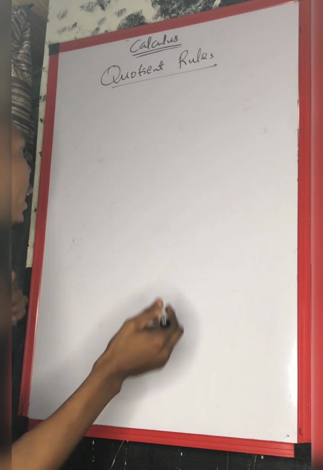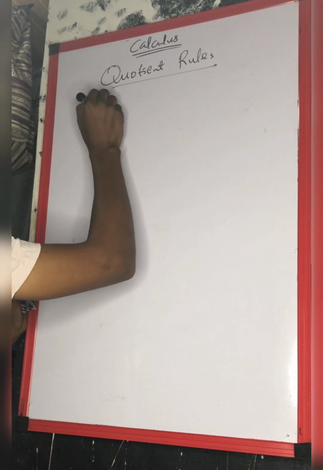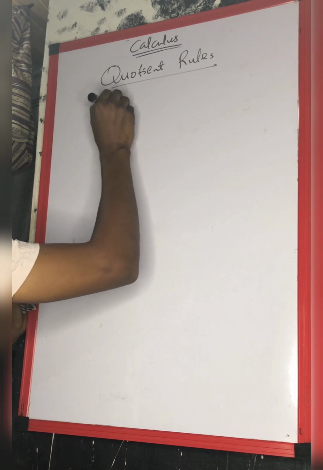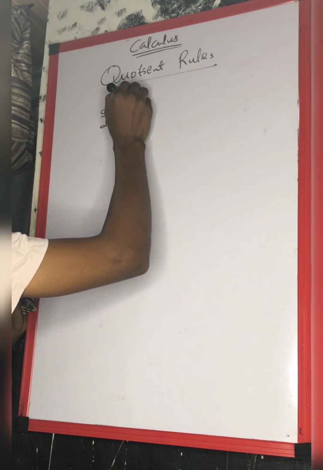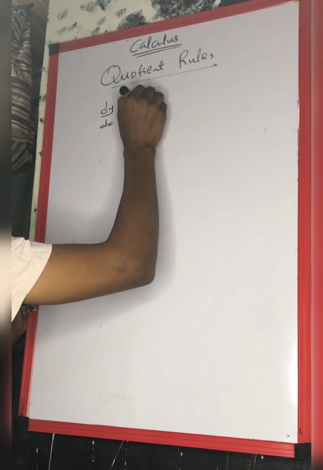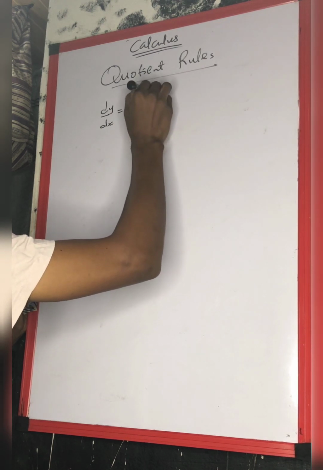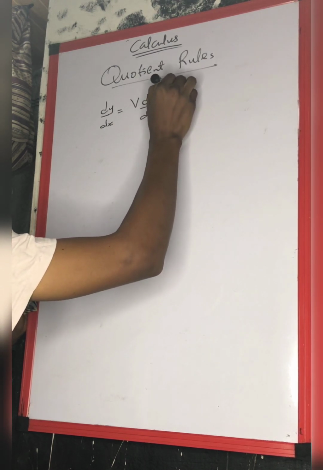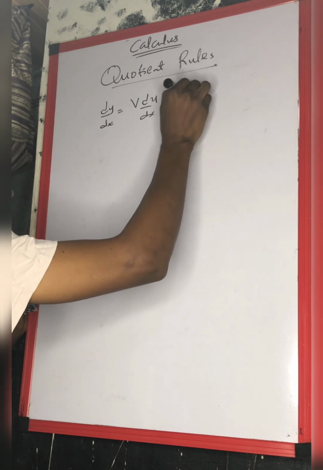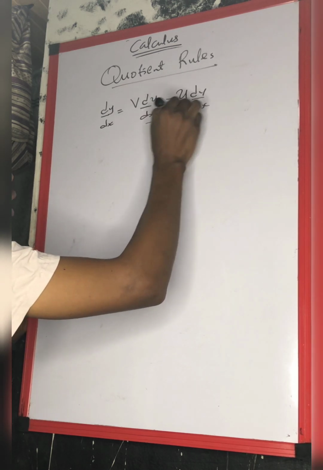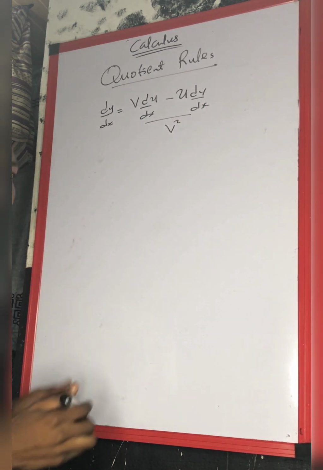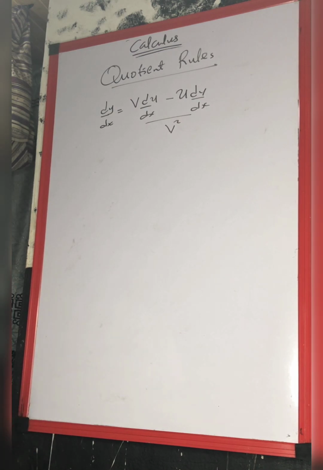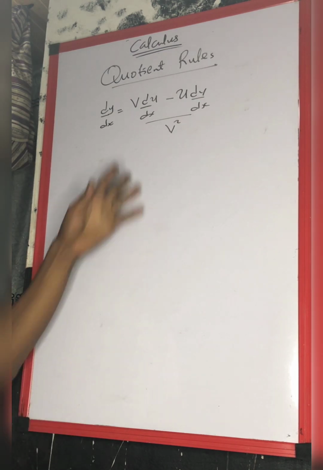Alright, our next rule is the quotient rule. The formula is dy/dx equals v du/dx, then minus u dv/dx, all over v squared. So what we are going to do now is prove this.